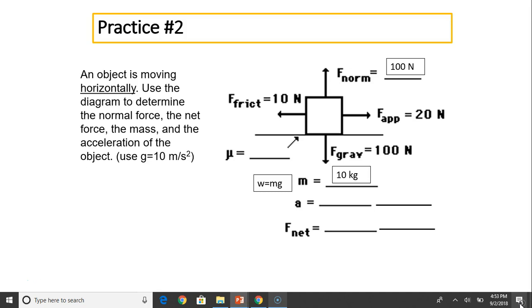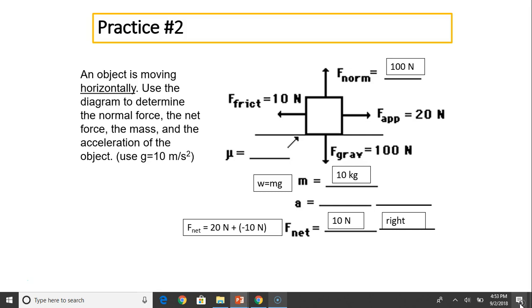Now to the left, you have friction, 10 newtons. To the right, you have applied force of 20 newtons, so your net force has to be 10 newtons. To the right, 10 newtons is 20 plus negative 10, the vector sum of all forces.